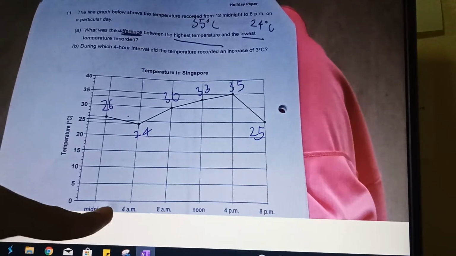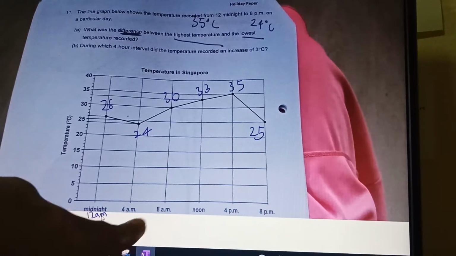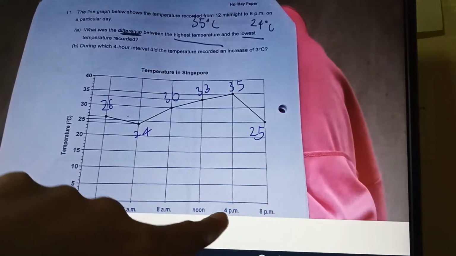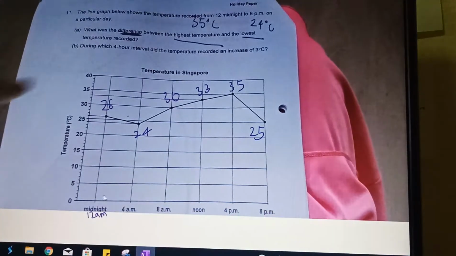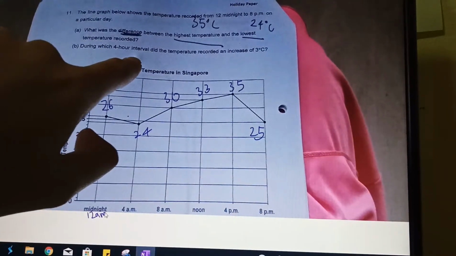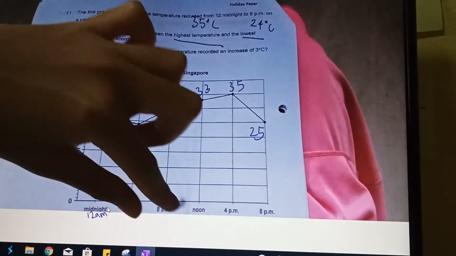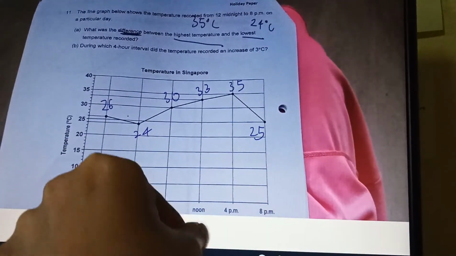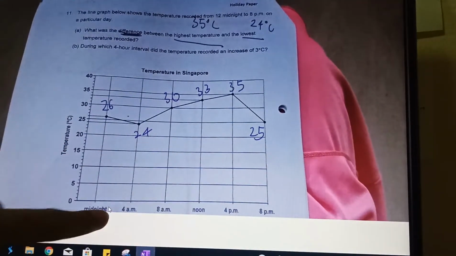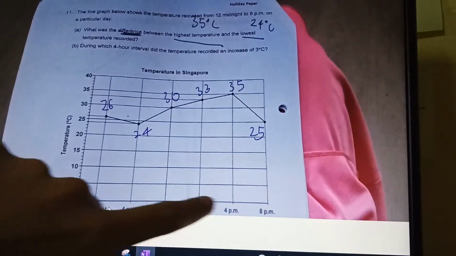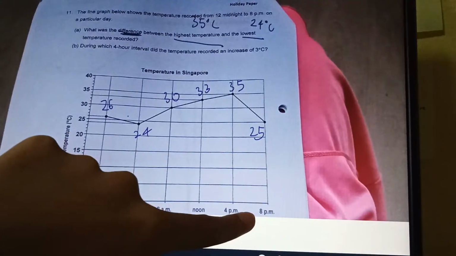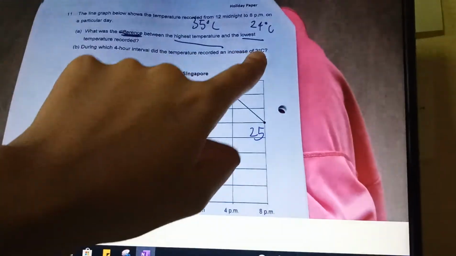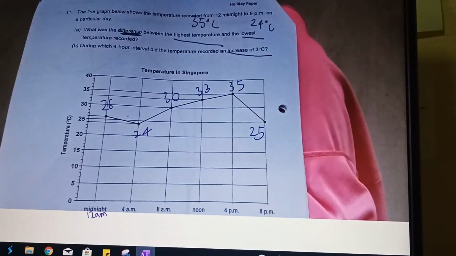So 4-hour interval. 4 a.m. to 8 a.m. There's also a 4-hour interval. Here also 4-hour interval. The question is asking which 4-hour interval, which one? Is it this interval? Is it this interval? Is it this interval or is it this interval? Did the temperature recorded an increase of 3 degrees?